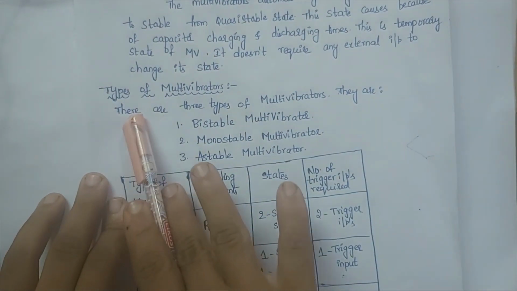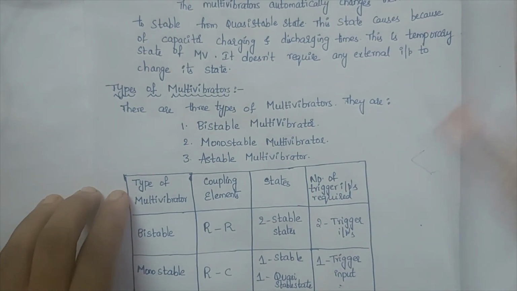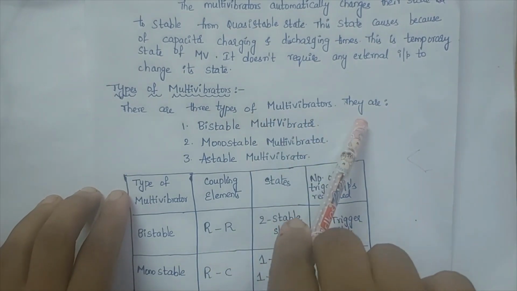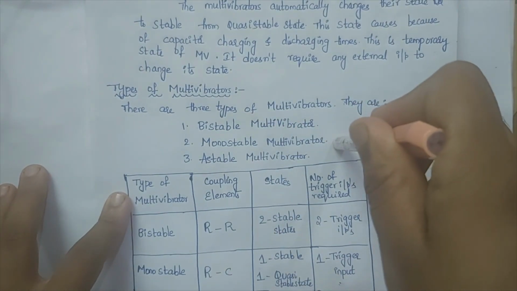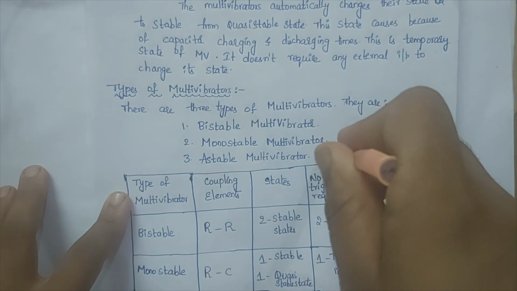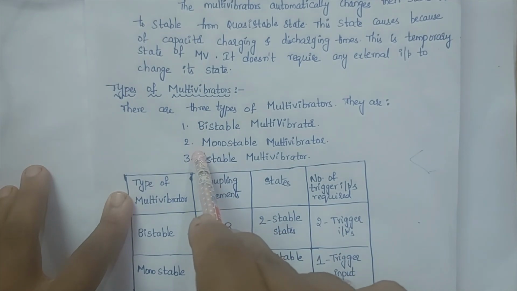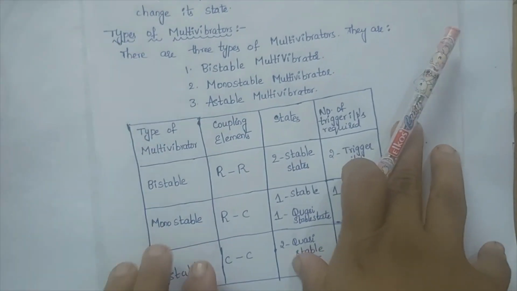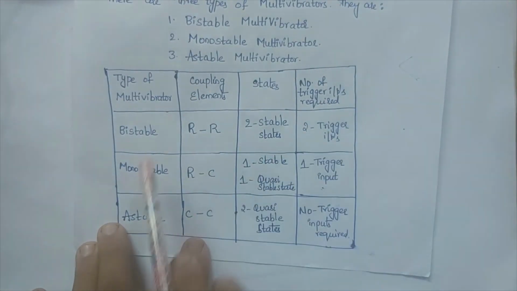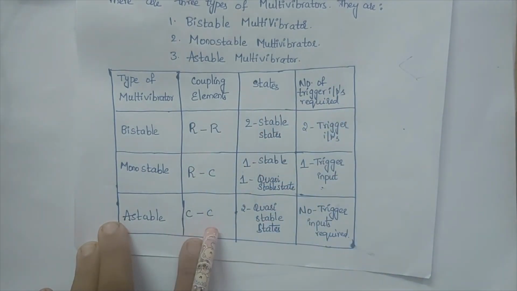And the types of multivibrators. What are the types of multivibrators? There are three types of multivibrators: bistable, monostable, and astable. By focusing on their names itself, you can easily tell what states they have. So let us see this table: type of multivibrator, coupling elements, states, and number of trigger inputs.